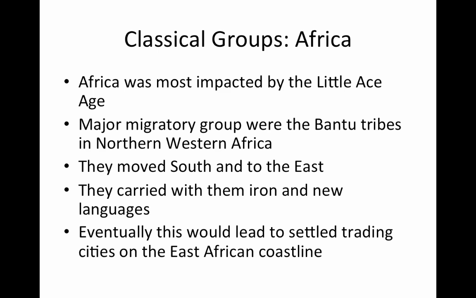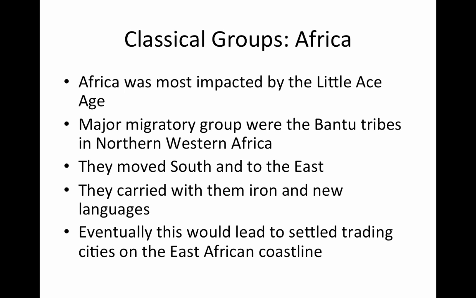So another group were the classical groups of Africa. Africa had been impacted by the Little Ice Age, and so one of the major groups in that area was a migratory group called the Bantu tribes. The Bantu tribes lived in northern western Africa. They moved south and then they moved to the east. They carried with them 2 very important things, iron and new languages.